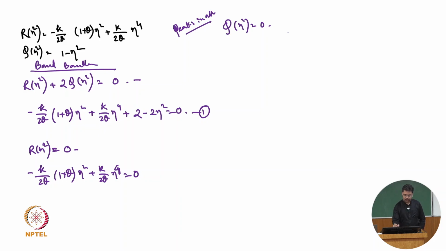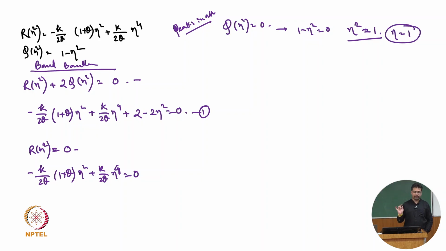So that is q equal to 0. What we can easily say is 1 minus eta square equal to 0. So peaks will be at eta square equal to 1. So at eta equal to 1, we will have the attenuation peak. Okay, and these two give me the two conditions of the band. Now let's see what we are getting from here. So we can see that this equation is something like a eta to the power 4 plus b eta square plus c, that is equal to 0. So this is a quadratic equation in eta square.